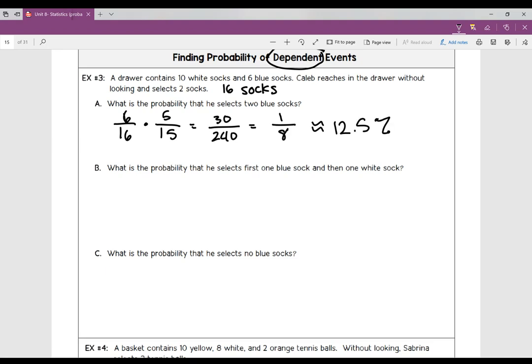That's not super likely. So what's the probability that he selects 1 blue sock and then 1 white sock? So that, again, is 6 out of 16. But then the white is 10, and then this is out of 15 now because he selected the sock and pulled it out. Okay, so this would be 60 out of 240, which is about a fourth, right? Because 6/24 would be 1/4. Now I'm questioning myself. Yep, 1/4, which is 25%.